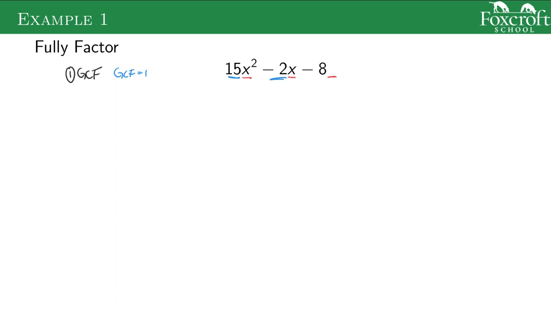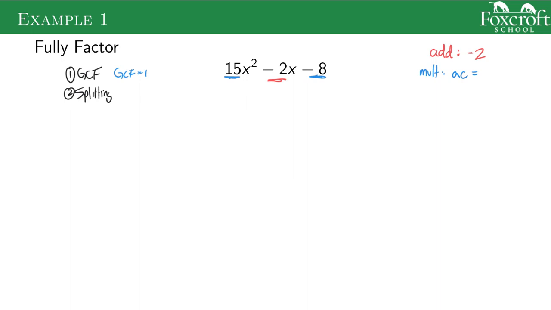So now, option 2 is the splitting method. And the splitting method says this. I want to add, let me erase this stuff real quick. I want to add to the middle number. So I'm going to add to -2. And I want to multiply to a times c. So a is the number in front of x squared, c is the number at the end, 15 times -8. I'm actually pulling up a calculator. It's what?